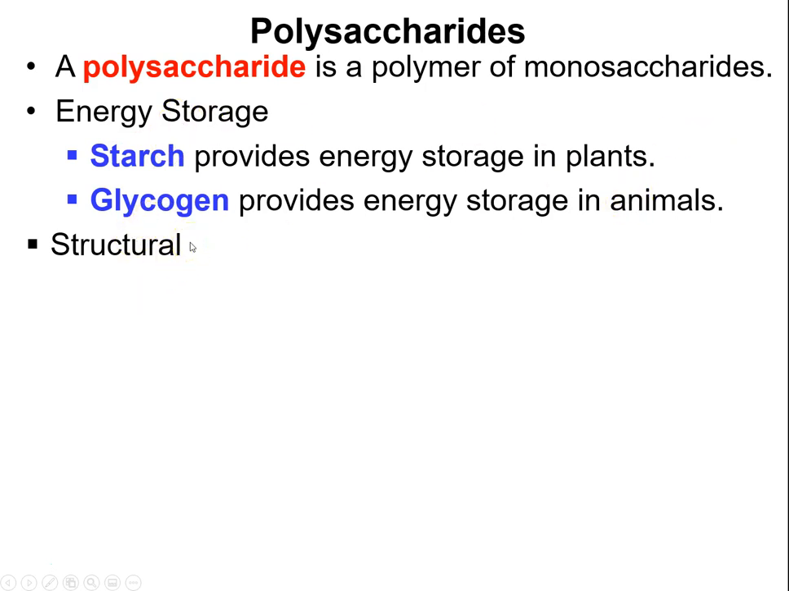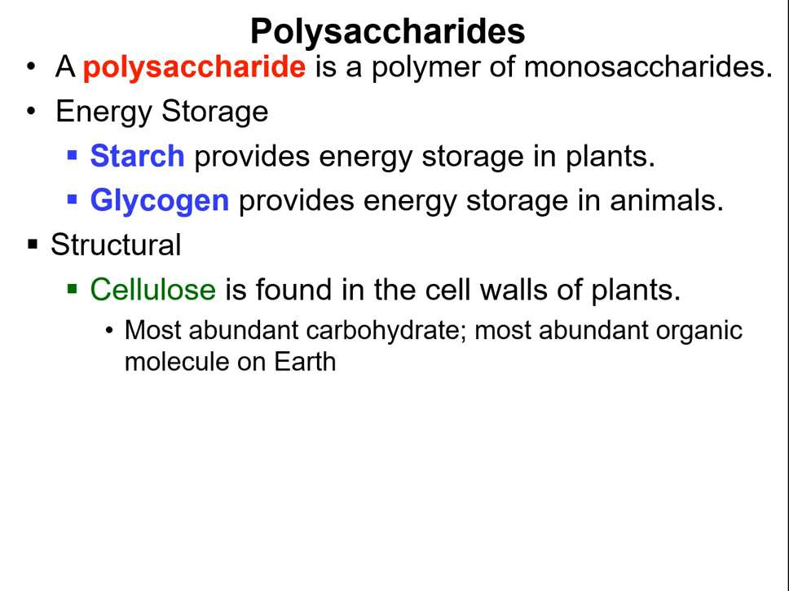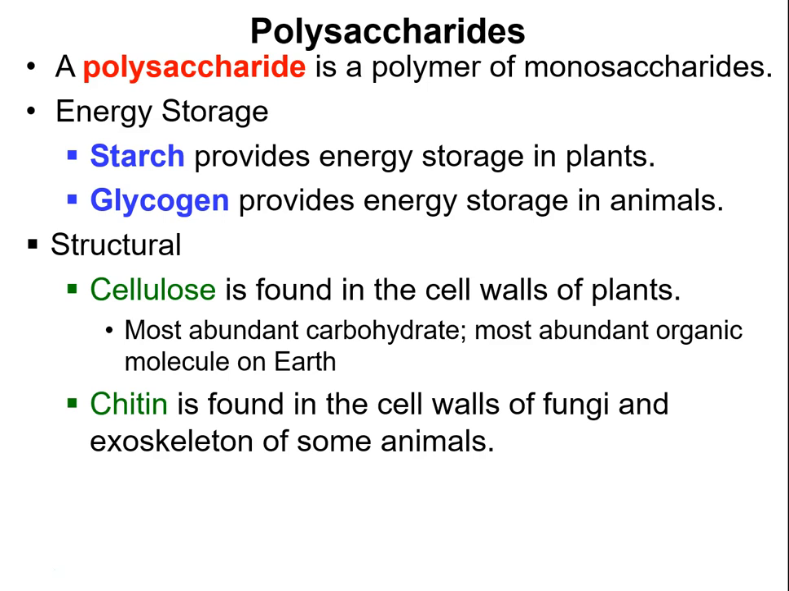If we talk about structural polysaccharides, and I kind of alluded to this before, one is cellulose. Cellulose is found in the cell walls of plants. It's a structural polysaccharide or a structural carbohydrate. So it in fact is the most abundant carbohydrate and the most abundant organic molecule on Earth, because if we think about how many plants there are, all of their cell walls are composed of cellulose.